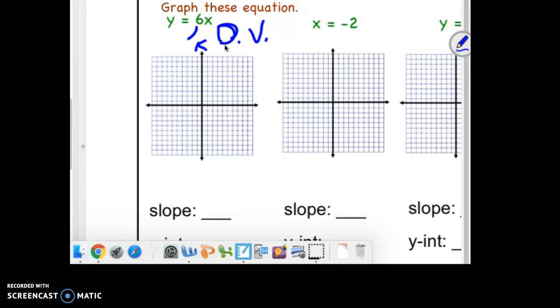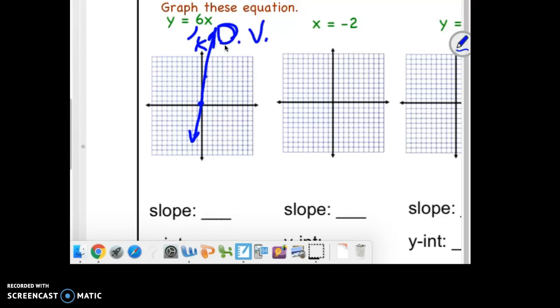And so what happens is that when you start off, here you are, and you're right at 0. Then, remember, your constant means you're going to go up 6 over 1. Up 6 over 1. Or we could go down 6 and over 1. And there's graphing that line.